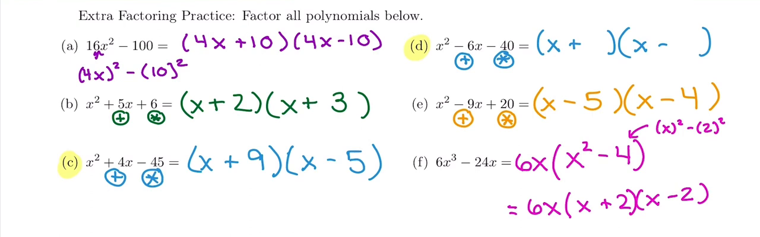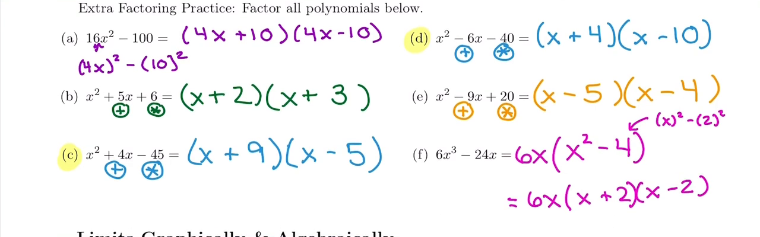So factors of -40 that differ by 6. So not 40 and 1 or anything like that. Those differ by 39. So we want numbers that are closer than that. We could do, what do you think? We need a -10 and a positive 4. 4 minus 10 gives us that -6 that we're looking for. 4 minus 10 is -6, and 4 times -10 is -40. So there's some factoring review.